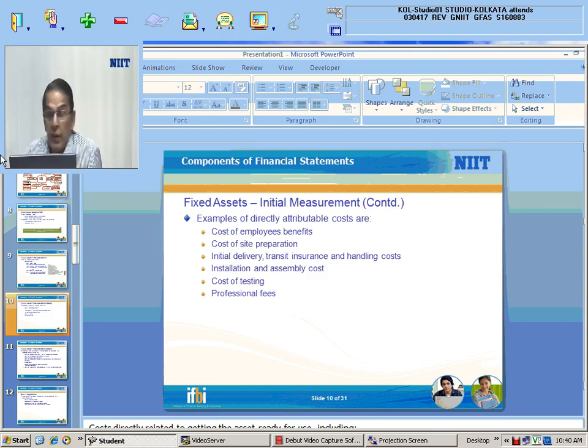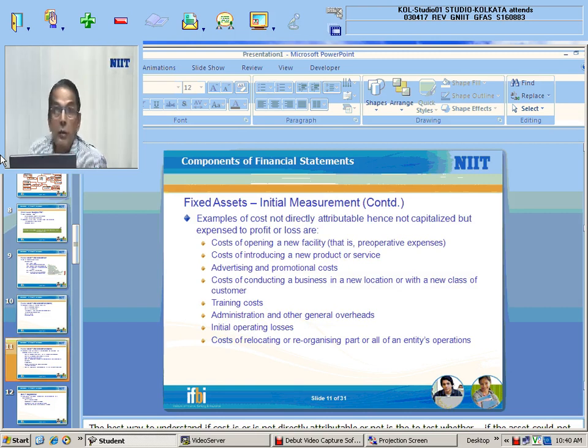So we go back. Now we go to some examples of costs which are not directly attributable and hence cannot be capitalized. They have to be expensed to the profit and loss account. So I was describing these examples, like cost of opening a new facility, preoperative expenses incurred before opening of the new facility. That is not a directly attributable cost. Say a new branch is opened, a new sales office is opened. So the expenses incurred before opening the new sales office are not a directly attributable cost.